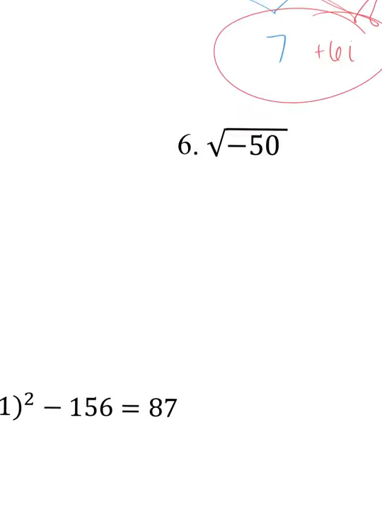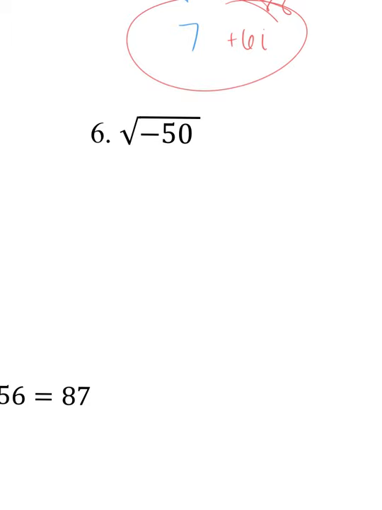Now, over to the next question. We see that we are taking the square root of negative 50, okay? And immediately, when I see a negative, I need to go ahead and pull that i out. Because remember, this is technically saying negative 1 times 50, and we know that the square root of negative 1 is equal to i. So I'm pulling an i out and leaving the positive square root of 50.